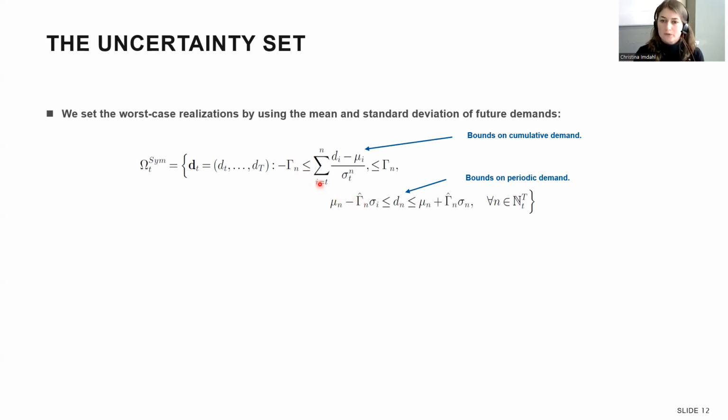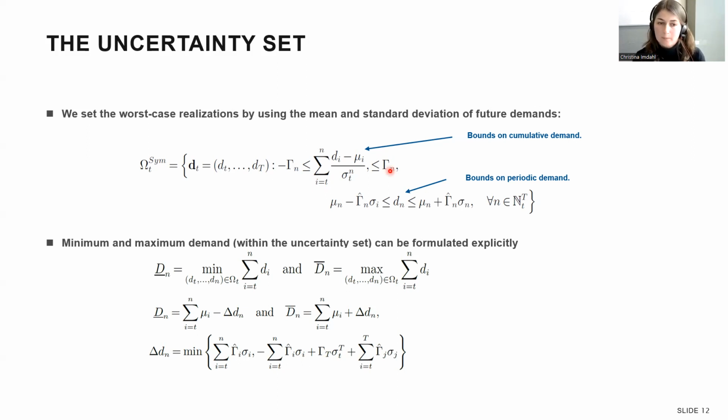And then second, we use a kind of budget of uncertainty here. So we bound the cumulative demand that can happen. The idea is mainly that in each period, the demand can deviate a lot. But when we sum up over multiple periods, the likelihood that in each period the demand deviates very much from the mean demand is less. So you may have a very high demand in one period, but then the likelihood that the next period demand is also very high is reduced. So typically these bounds gamma hat are smaller than the bounds of gamma.